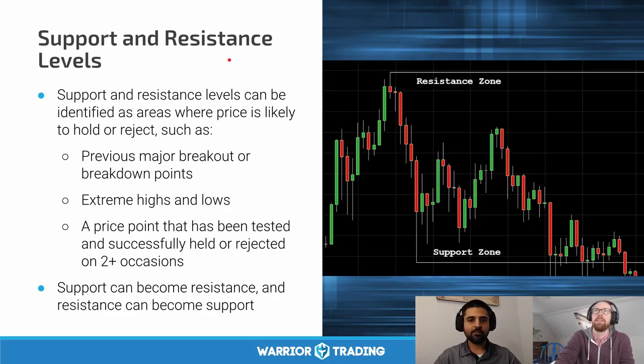So we have here support and resistance levels, which are literally just horizontal lines that we can plot on a chart based on what we identify to be major trading levels. Some examples include previous major breakout and breakdown points, extreme highs and extreme lows, as well as price levels that have been previously tested and held on more than 2 occasions. It's important to note that support levels can become resistance, and resistance can actually become support.